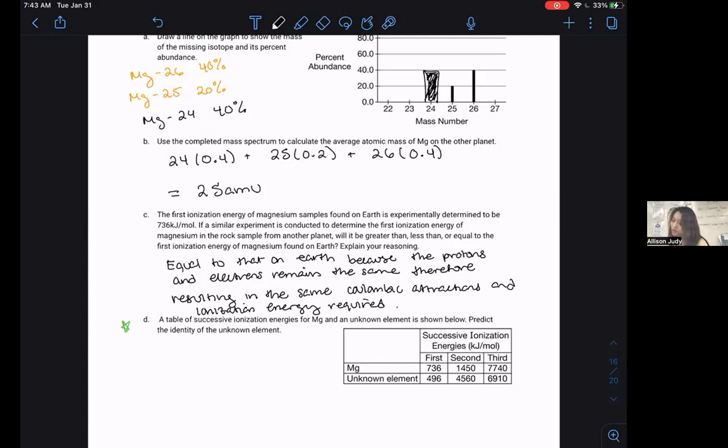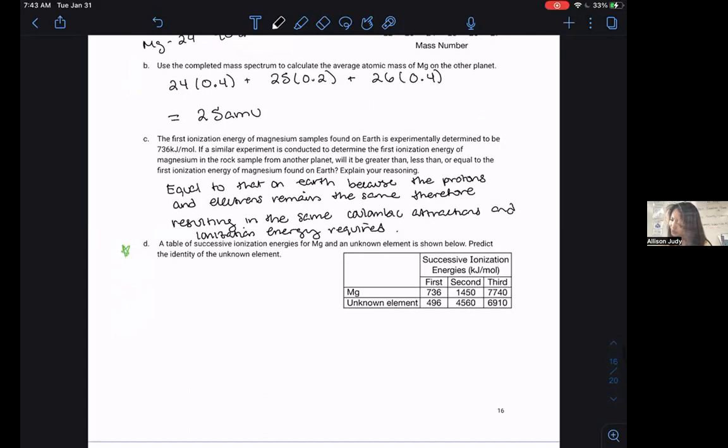Okay. So how about D? D, a table of successive ionization energies for magnesium and an unknown element is shown below. Predict the identity of the unknown element. So remember that when we talk about ionization energies, every time we sequentially remove electrons, it's very unfavorable. It becomes more and more energy requiring because the element starts to be like, okay, that's enough.